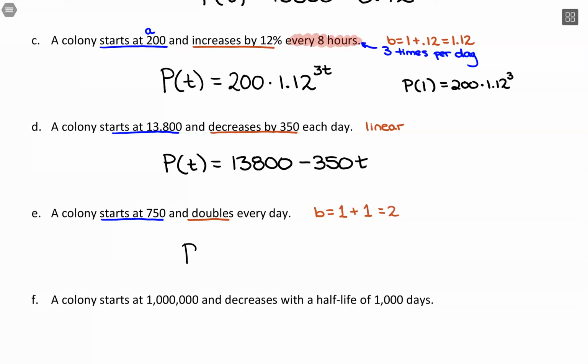So with this, we'll have p of t equals 750 times, and then we'll have this growth factor of 2, and then every day, so we'll have t.